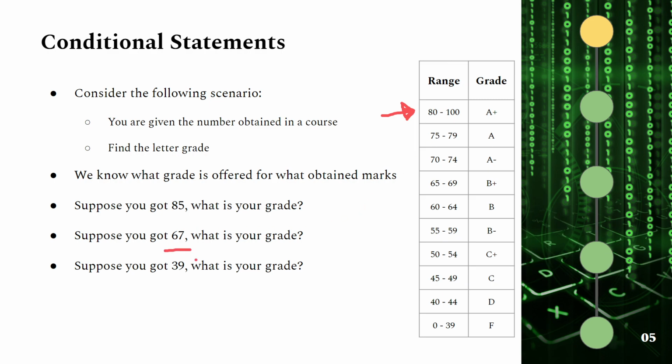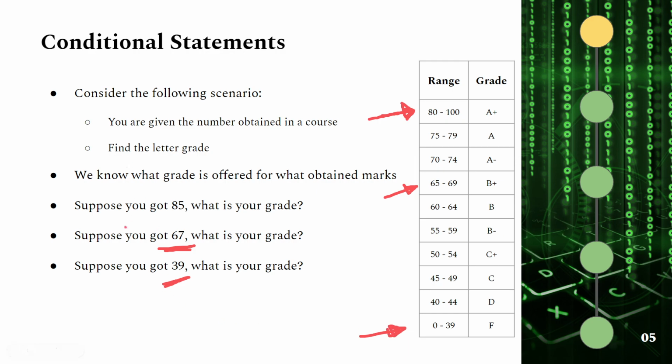Suppose you got 67, what is your grade? Well, now comes the real fact. Some of us may have memorized that the 65 to 69 range is for B plus, and hence if I got 67, it will be B plus. But what if someone does not memorize it? Think about it. What will you do if you have not memorized the grades? And suppose you got 39. When you got 39, your grade will be fail.